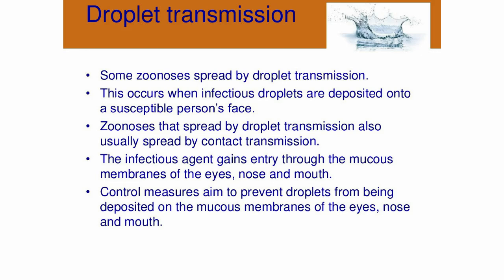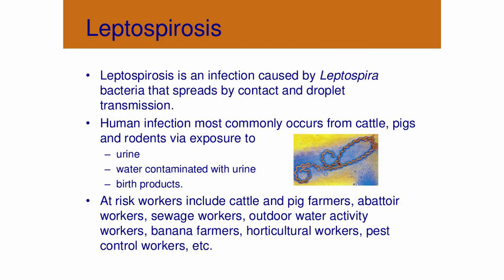So an example of a zoonosis that spreads by droplet transmission is leptospirosis. It's also spread by contact transmission, and it's caused by bacteria called Leptospira. There are many different serovars, or strains, of the bacteria which preferentially infect different animal species. So a number of animal species can be infected with leptospirosis, but most human infection occurs from cattle, pigs, and rodents. And this occurs from exposure to their urine, or water that's contaminated with their urine, or exposure to their birth products.